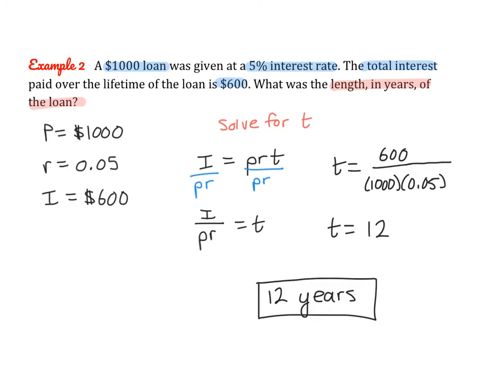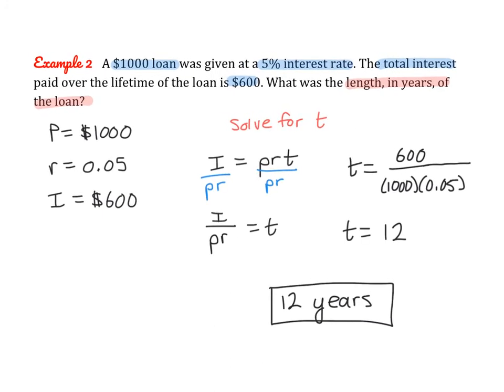So hopefully you can see with a problem like this that it's actually pretty expensive to borrow money. A 5% interest rate doesn't seem very high, but if you think about it, just to borrow $1,000, you have to pay an extra $600, which is almost as much as the initial loan. So it's just something to think about.